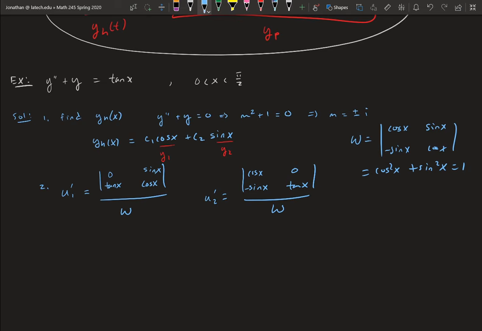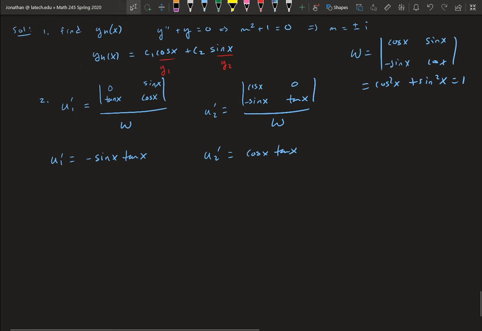So really, the Wronskian is kind of irrelevant in the denominator. It's just 1. So that tells us U1 prime is going to be negative sine x tangent x, and U2 prime is going to be cosine x tangent x. So U1 is going to be the integral of negative sine x tangent x dx, and U2 is going to be the integral of cosine x times tangent x dx.